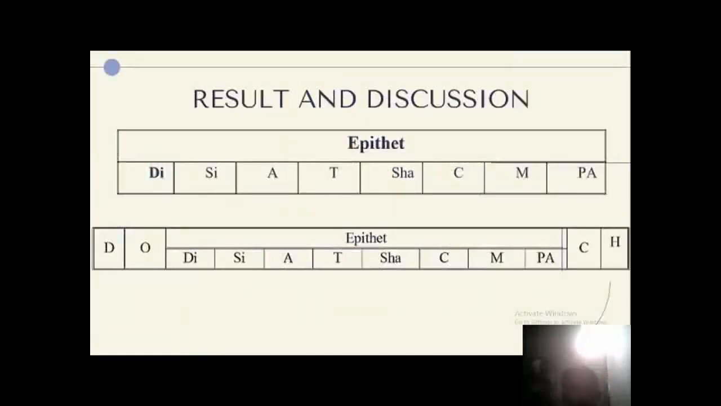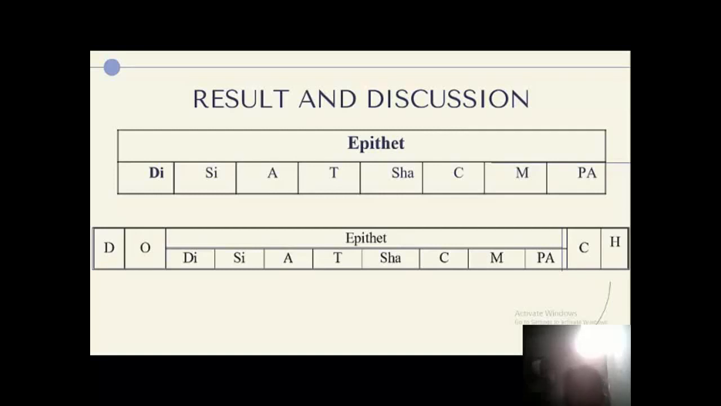Now we go on to results and discussion. First, I present the epithet table. DI here means descriptive enumerator, SI means size, A means age, T means temperature, SH means shape, C means color, M means materials, PA means possessive adjective.